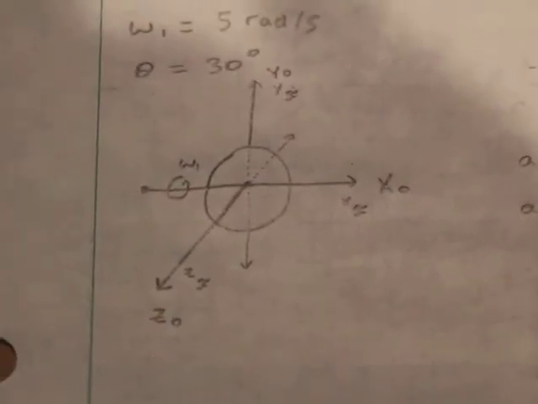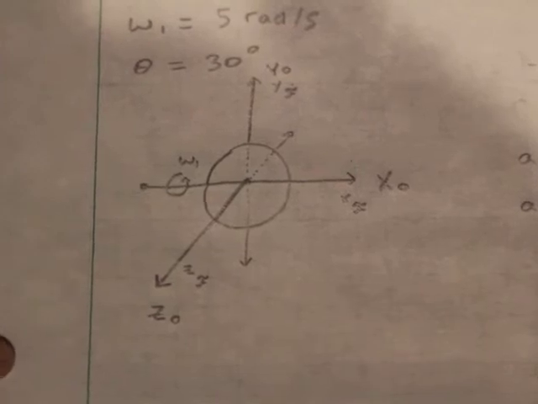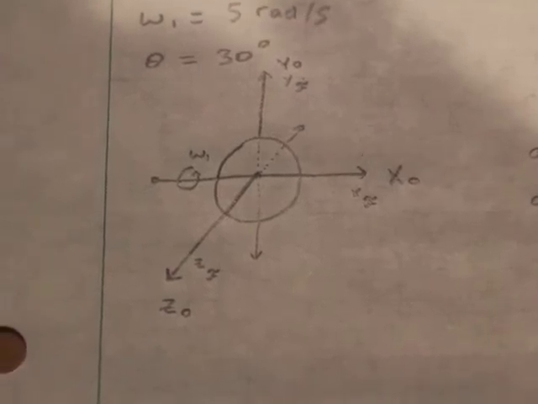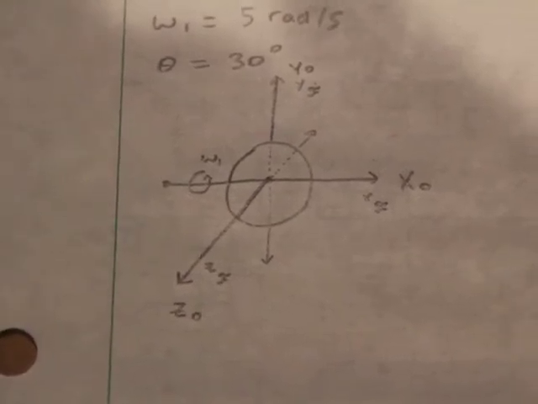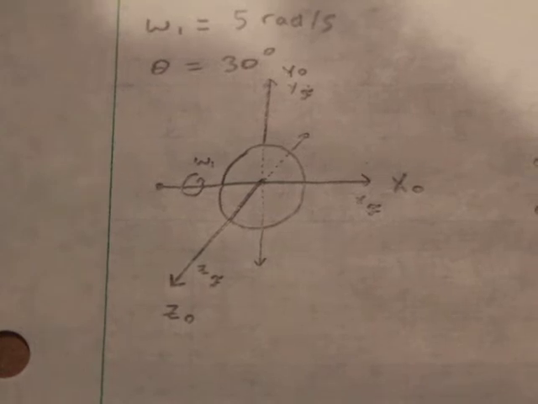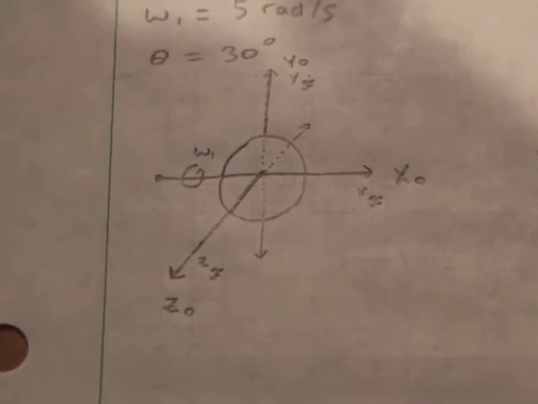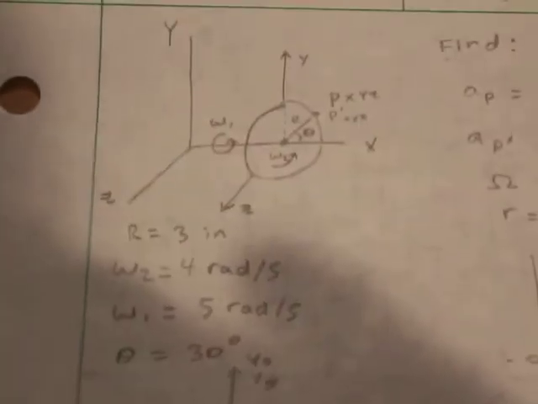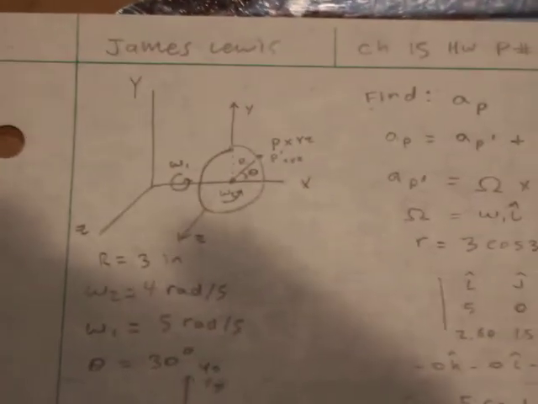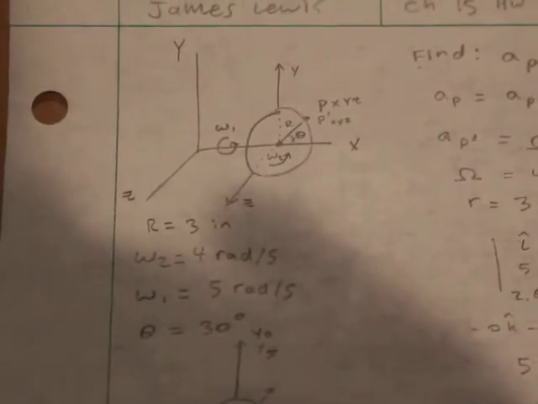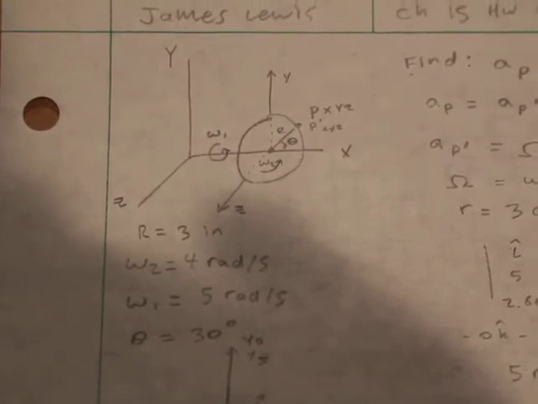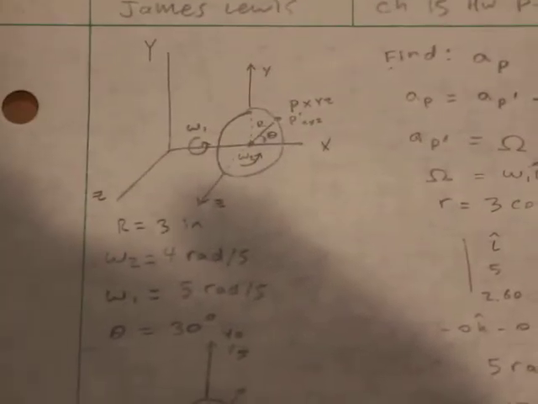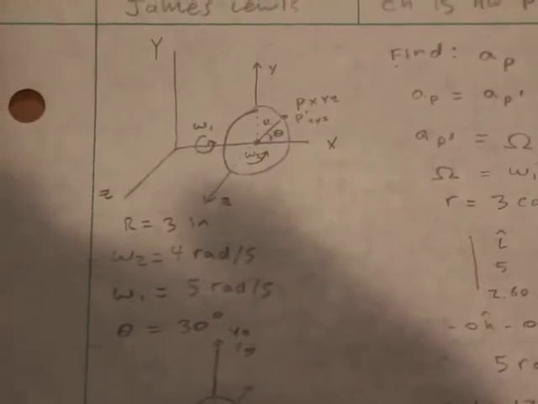And the disk is rotating on the I axis with omega 1, and then the disk itself is rotating on the K axis with omega 2, which I had identified up here. And then we're going to lay out our initial conditions. Our radius is 3 inches, our omega 2 is 4 radians per second, and omega 1 is 5 radians per second, and the current angle is 30 degrees.